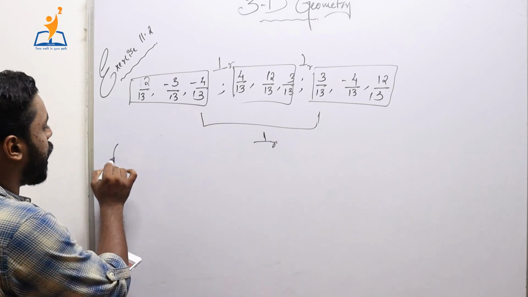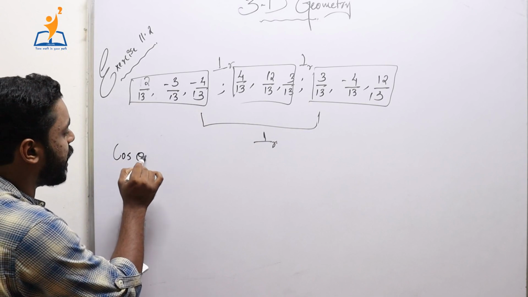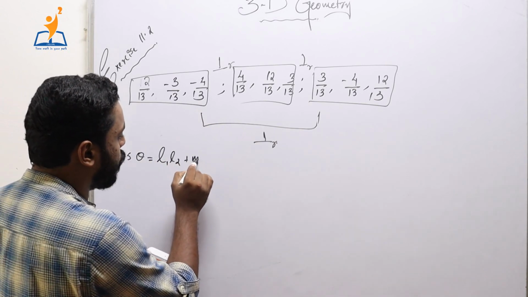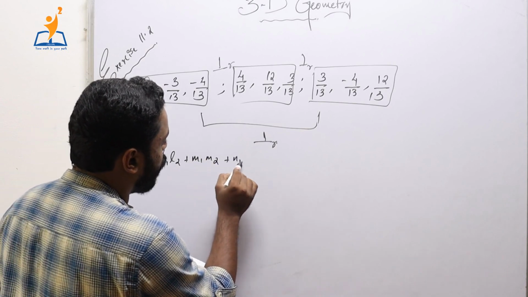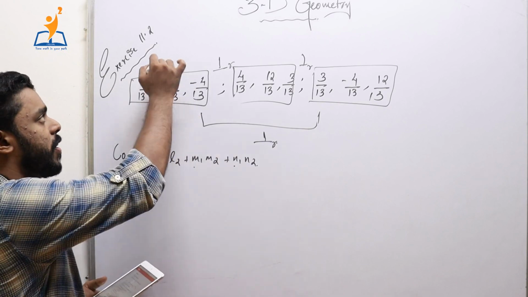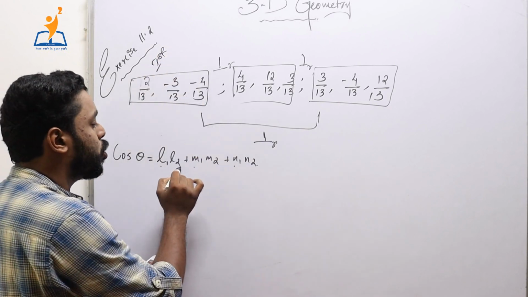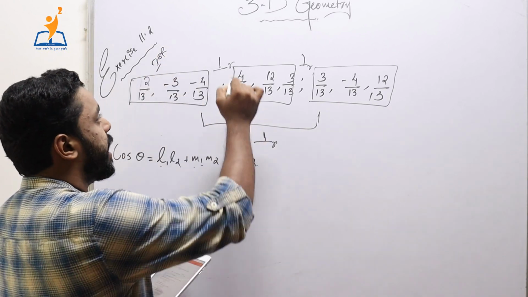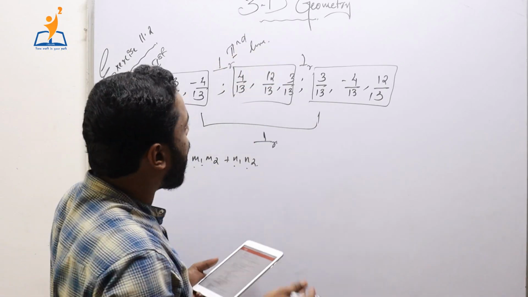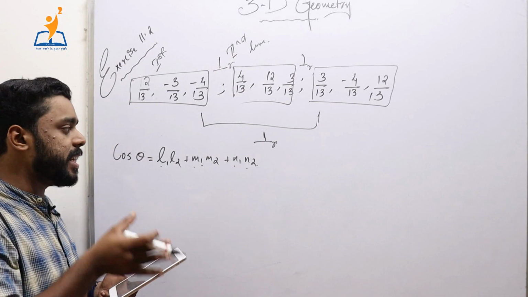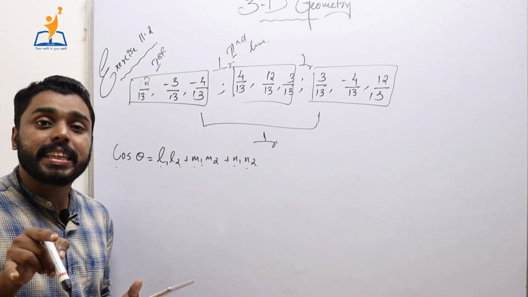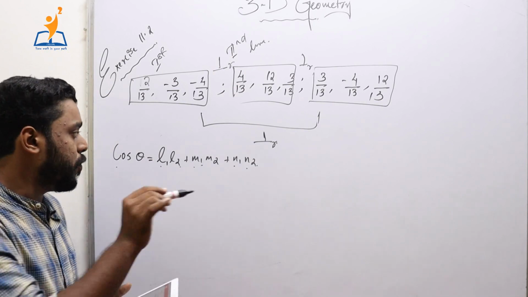We know that the angle between the lines, cos theta, is given by L1 L2 plus M1 M2 plus N1 N2, where L1 M1 N1 are the direction cosines of the first line, and L2 M2 N2 are the direction cosines of the second line, isn't it? So in order to find the angle between these two lines, it is enough to show that cos theta is equal to 0, then theta will become 90 degrees. We shall check it out.